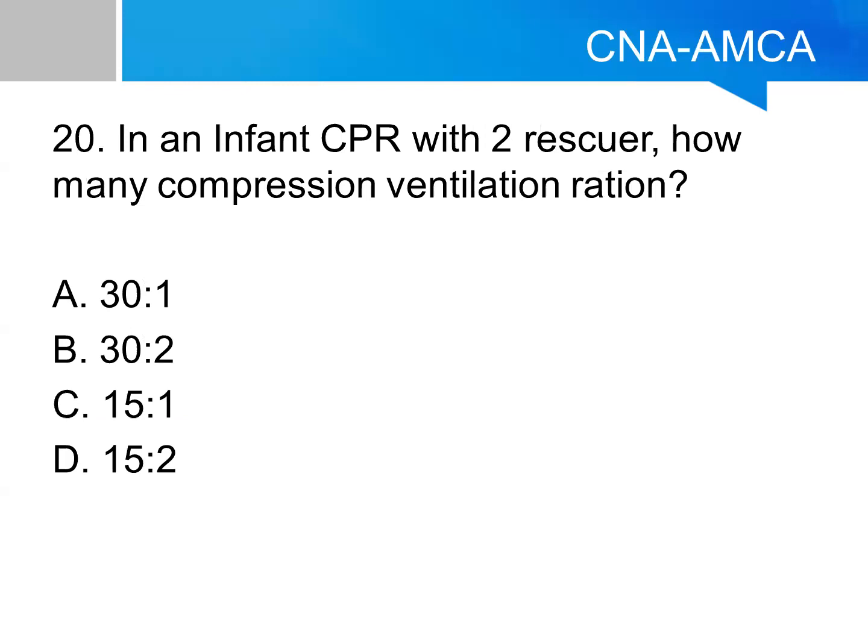Number 20. In an infant CPR with 2 rescuer, how many compression ventilation ratio? A. 30 is to 1. B. 30 is to 2. C. 15 is to 1. And letter D. 15 is to 2. What is the correct answer? Letter D. 15 is to 2.